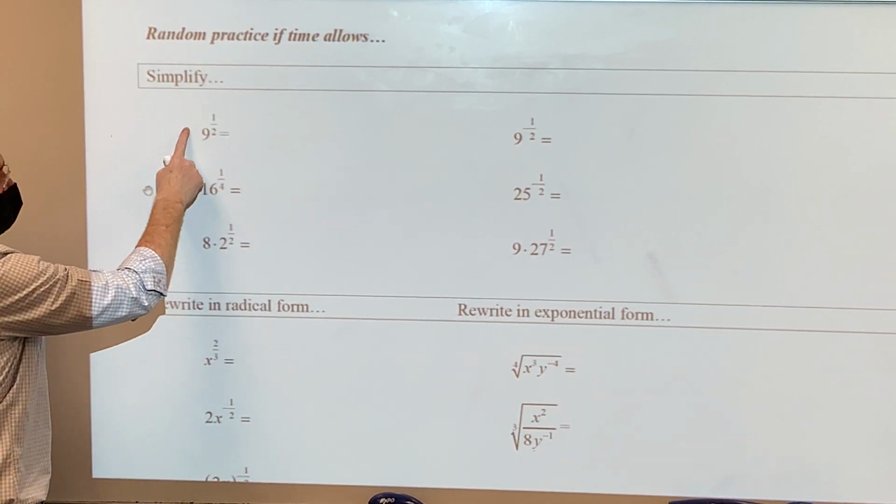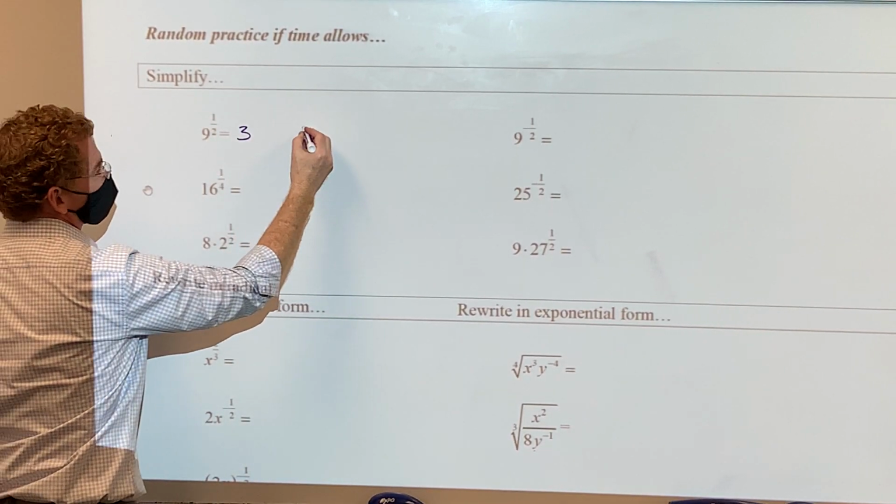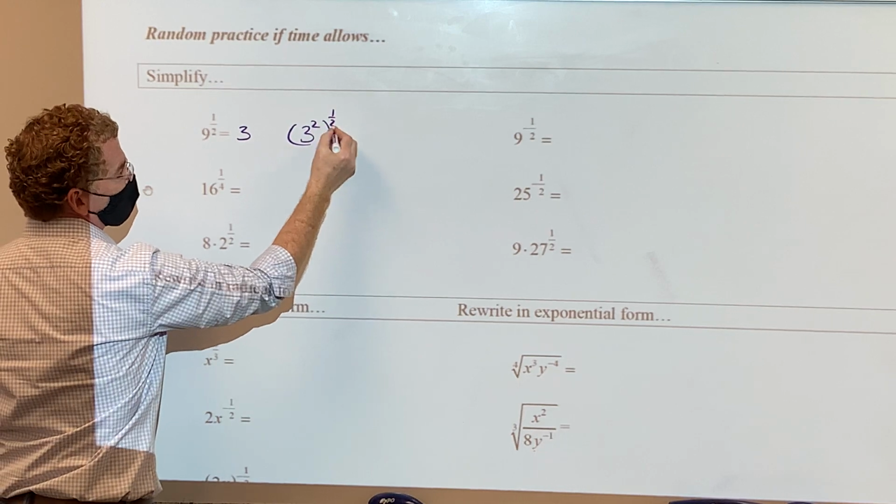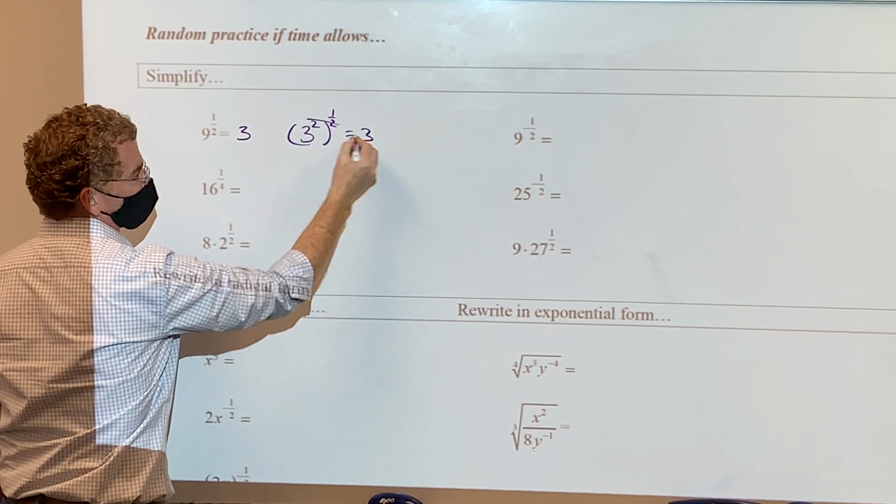So that's the same thing as the square root. Square root of 9 is 3. Great. Could you have also said 3 squared to the 1/2? And 2 times a half is 1, so 3.